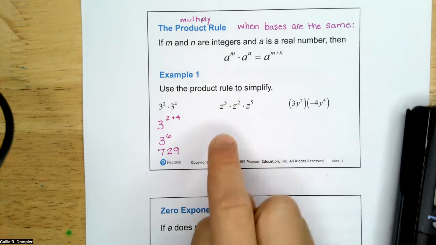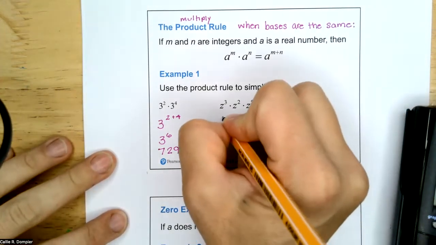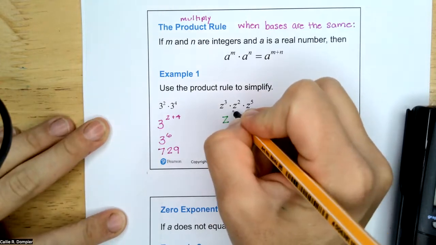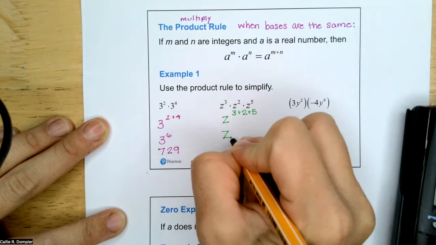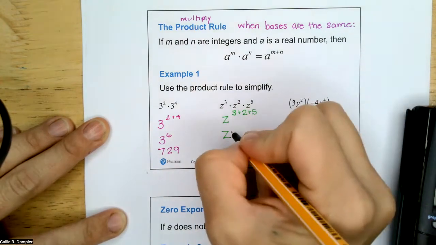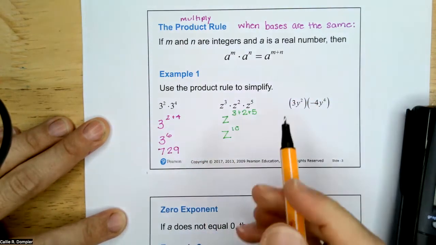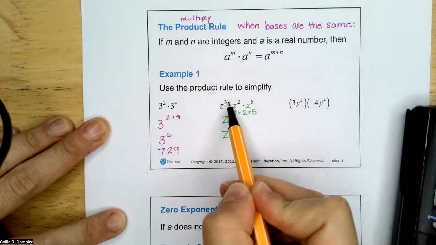Here we have z to the 3rd times z squared times z to the 5th. Again, we have the same base, and then we'll add the exponents. 3 plus 2 plus 5. 3 plus 2 is 5, and then plus 5 is 10, so that's actually just z to the 10th, because 5 plus 2 is 7, plus 3 is 10.